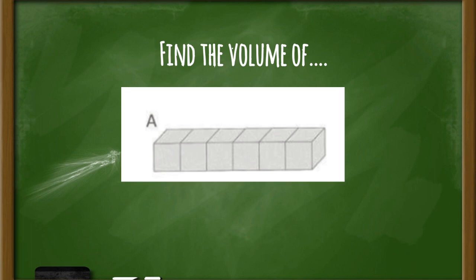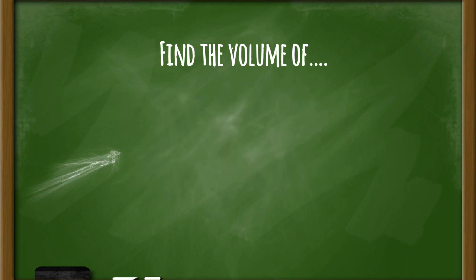If we wanted to write the volume of this shape on our whiteboards, we would write the number 6 and then cubic centimeters behind that. Practice writing that on your whiteboard. Then let's look at our next shape.